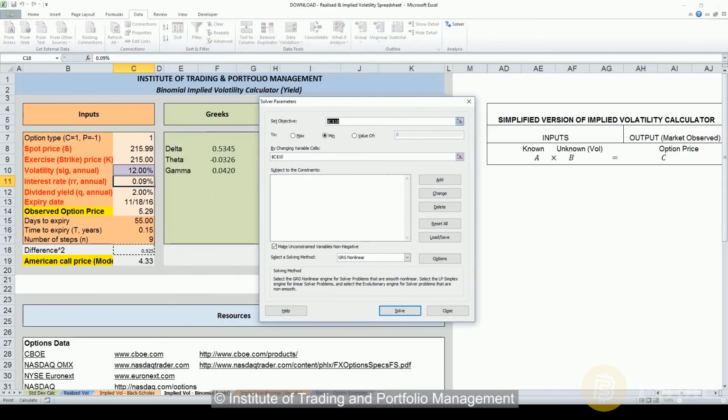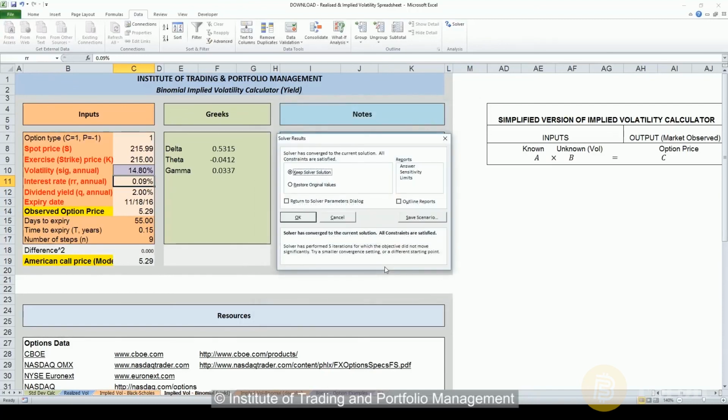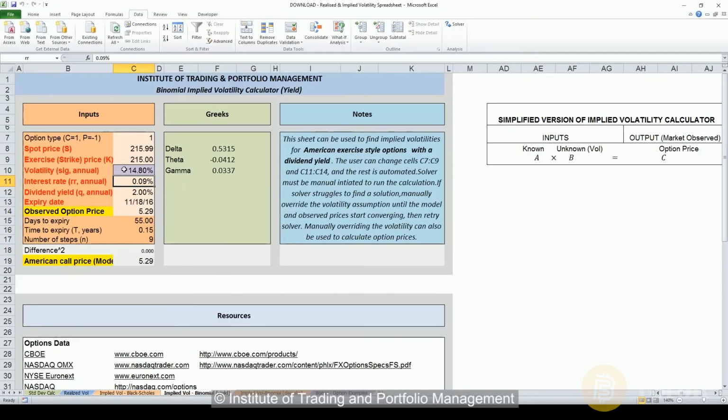You'll find the parameters are already set up. You don't need to worry about changing those, but essentially all it's doing is setting an objective cell to zero, minimizing it. The cell is the difference between the option prices, by changing the volatility. You click Solve, it comes up with a solution, press OK, and you'll see that the volatility has changed to 14.8%. That is it. That's our value of implied volatility. It's an annualized standard deviation.